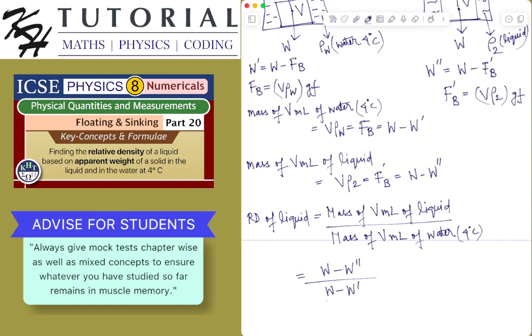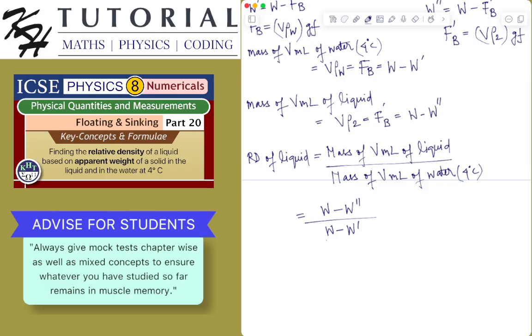You can see that if we know W, the weight of a body in the air, and W dash, the apparent weight of the body in water at 4 degrees centigrade, and we know the apparent weight of the body in the liquid, then we can find the relative density of the liquid. Now, this is again equal to FB dash divided by FB. So this is basically the formula.